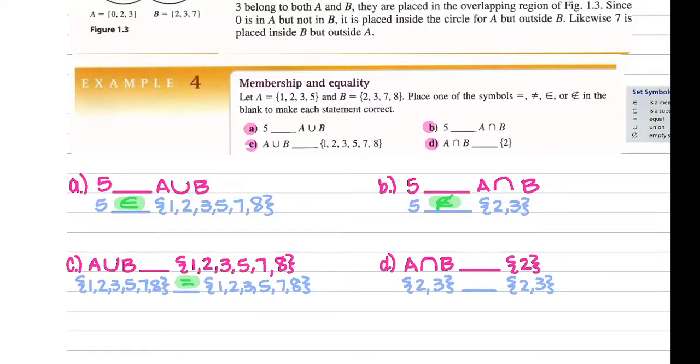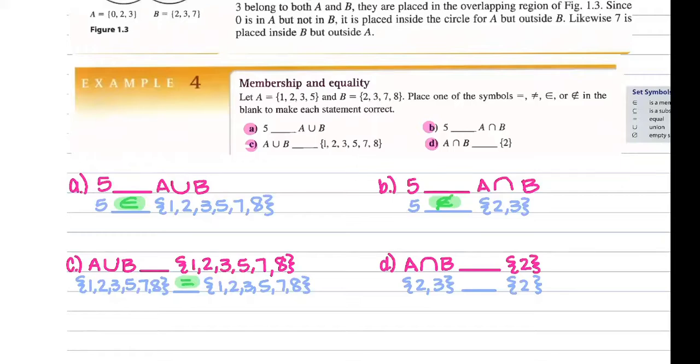For D, we have A union B blank 2. So for this one, this 3 should not be there. Your A intersection B is the numbers that are the same in the set A as well as the set B. So your set A is 1, 2, 3, 5, 7. Your set B is 2, 3, 7, 8. The numbers that occur in both are 2 and 3. So A intersection B is the set of numbers {2, 3}.